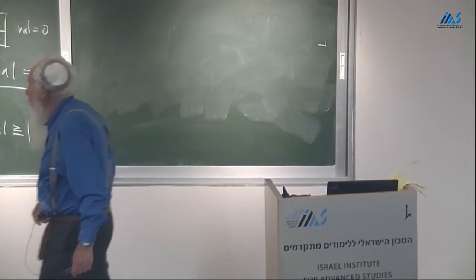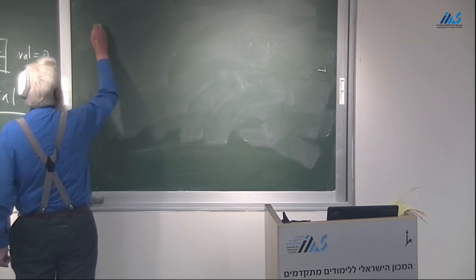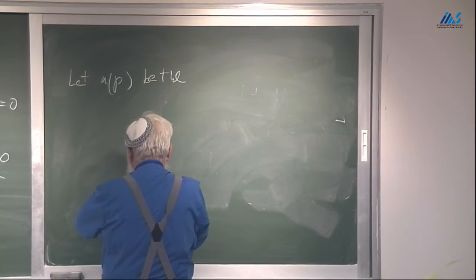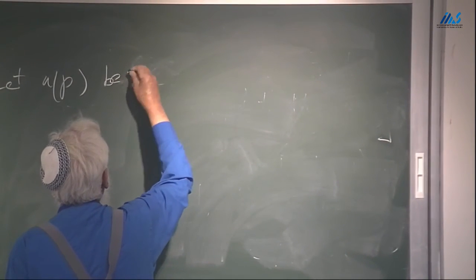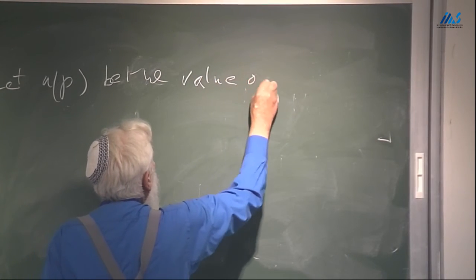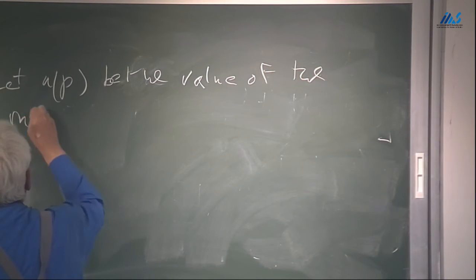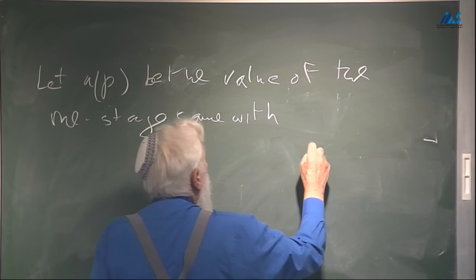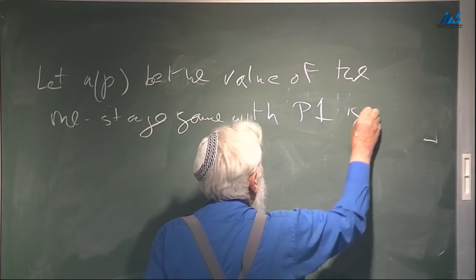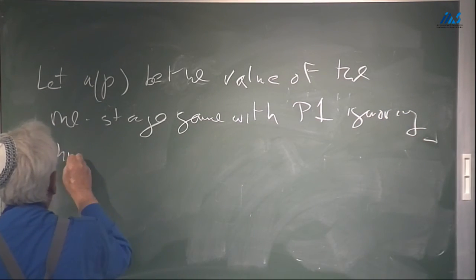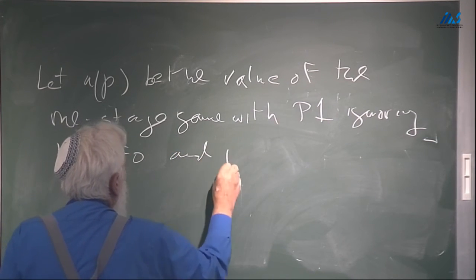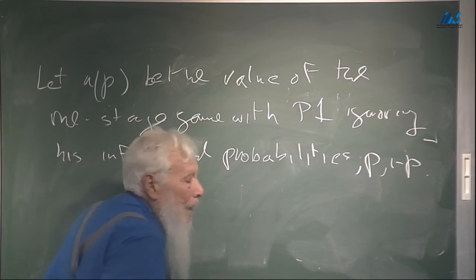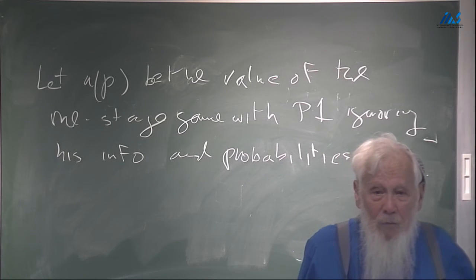All right, so we're going to look at U of P. Let U of P be the value of the one-stage game with P1 ignoring his information and probabilities P and 1 minus P. Okay? So we denote that by U of P. Now what we're going to prove is this.